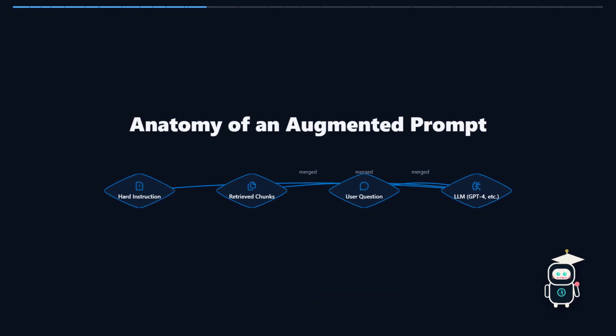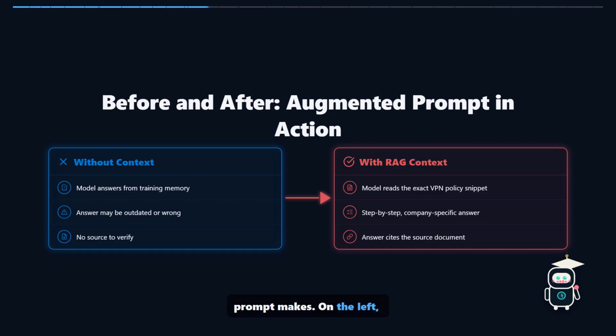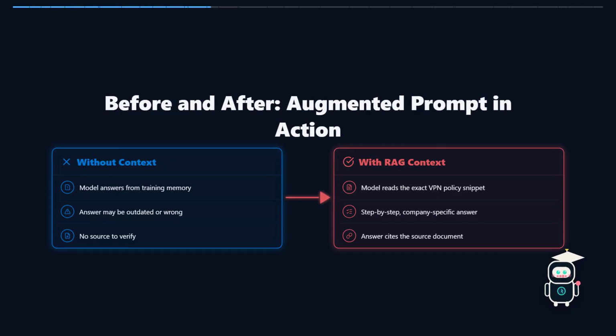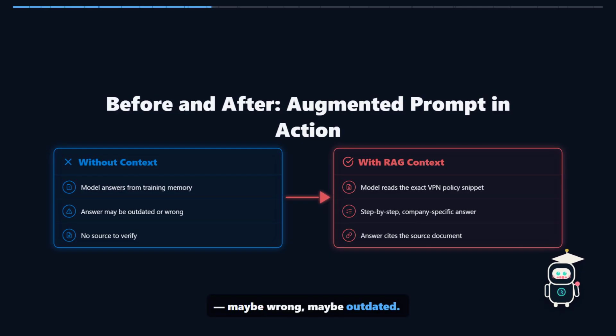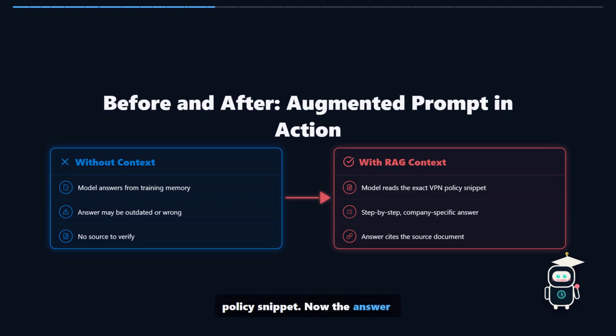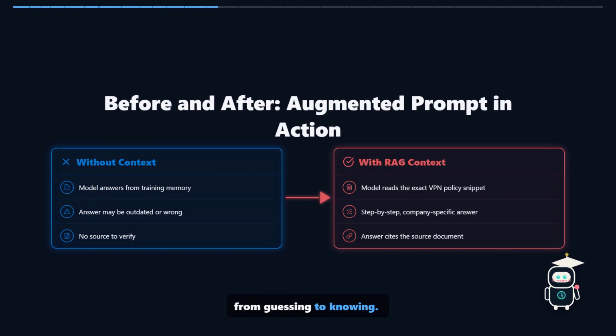Watch the difference a real prompt makes. On the left, the model gets just the question. It pulls a generic answer from its training data, maybe wrong, maybe outdated. On the right, the augmented prompt includes the exact VPN policy snippet. Now the answer is step-by-step, specific to your company, and it cites the source document. That's the jump from guessing to knowing.